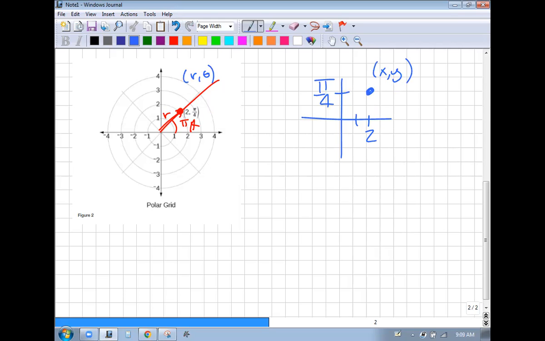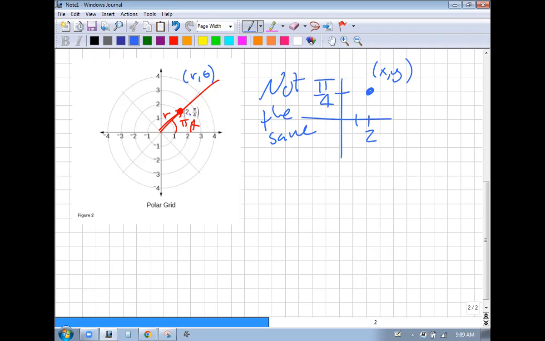Does it make sense? All right, so you need to know, that's why you have to tell your calculator to change the mode to polar, so it knows to interpret the coordinates as r and theta and not x and y. Does this make sense? All right, so not the same.